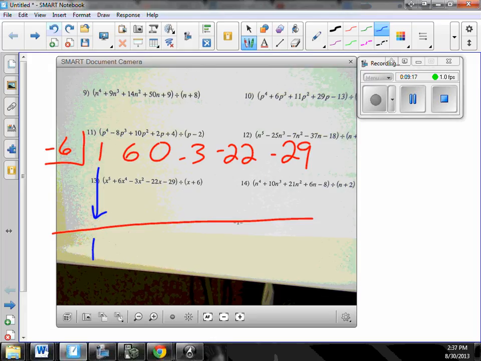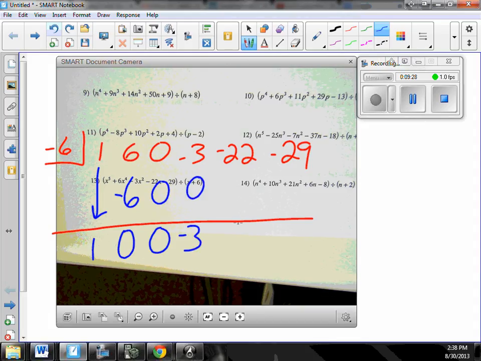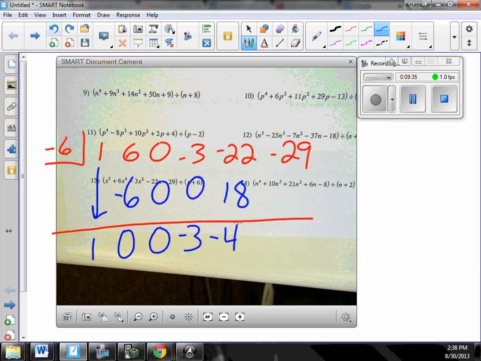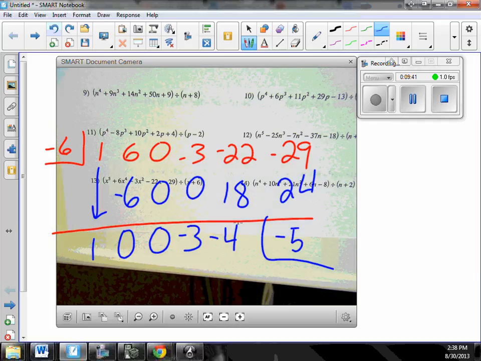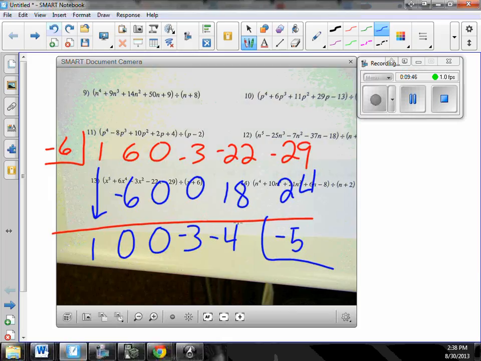So negative 6 times 1 is negative 6, which is 0. 0, 0, 0, negative 3, 18, negative 4, and then 24, which gives me a negative 5. So this one is a no. It's not a factor. And for this problem, that's all we care about.